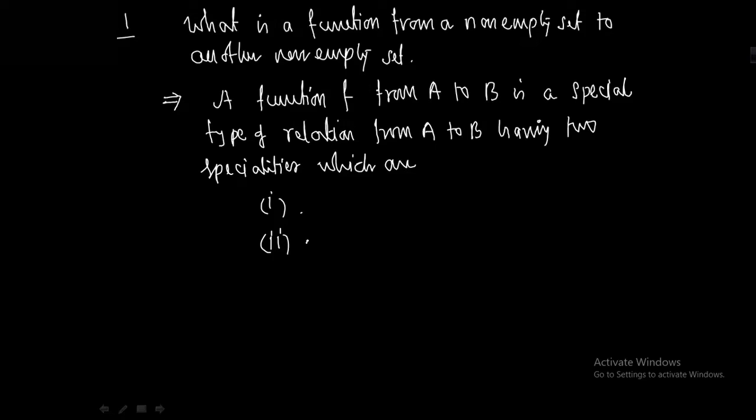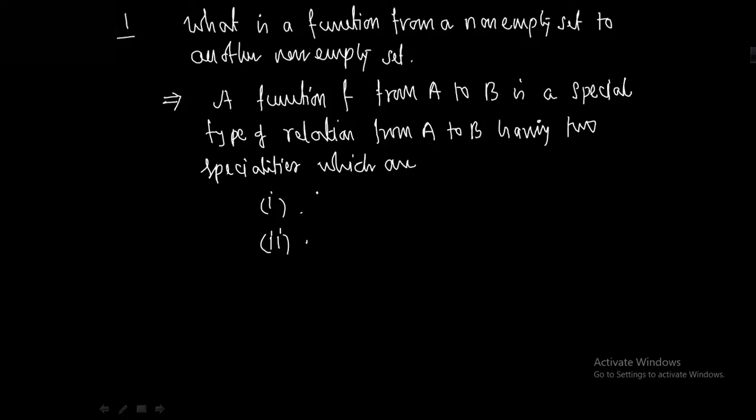Do you understand these things? Yes or no? A function being a relation can also be considered as a subset of A cross B, a special subset of A cross B, having two specialities. I'll discuss these specialities, but first you must consider that a function is nothing but a relation, and a relation is nothing but a subset of A cross B. So definitely a function is also a subset of A cross B, but there are some specialities.